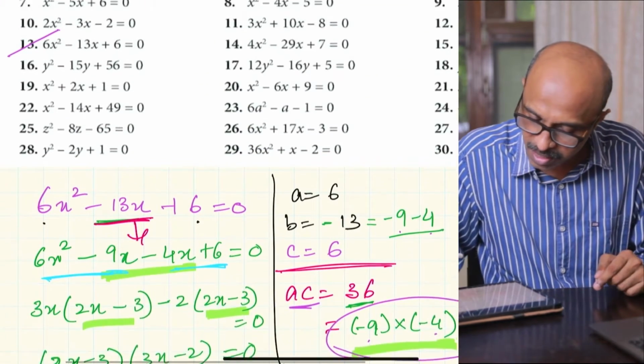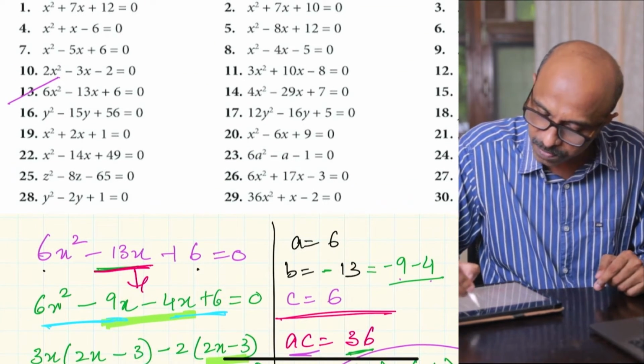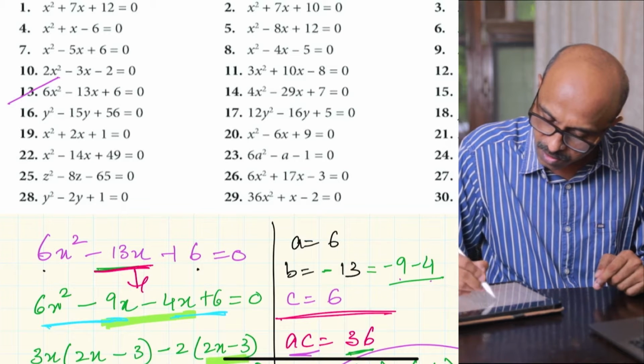Another example we'll take is, let's just take this one. I'm just picking a number at random. So let's take number 17.